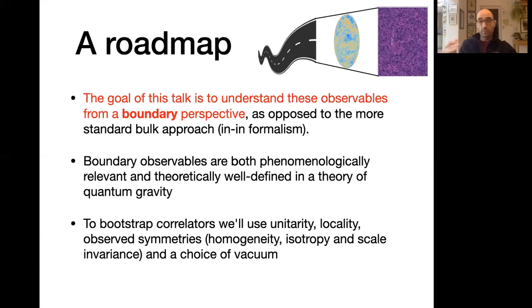This is important, first, because I would be able to make predictions for things that are actually observed. And second, I would be able to make predictions that do not rely on assumptions that I cannot test about the time evolution. And so I'm going to call this approach bootstrap, following the name proposed in the literature. Instead of writing down models and solving these models and making predictions, I'm going to try to only use general principles that we believe are at the core of our understanding of fundamental physics. And so I will use the principles of unitarity, locality, symmetries.